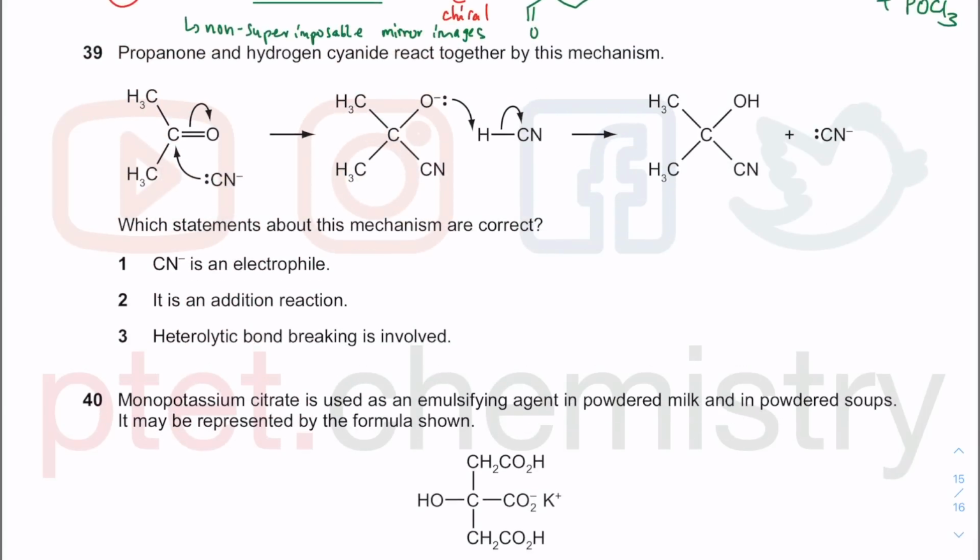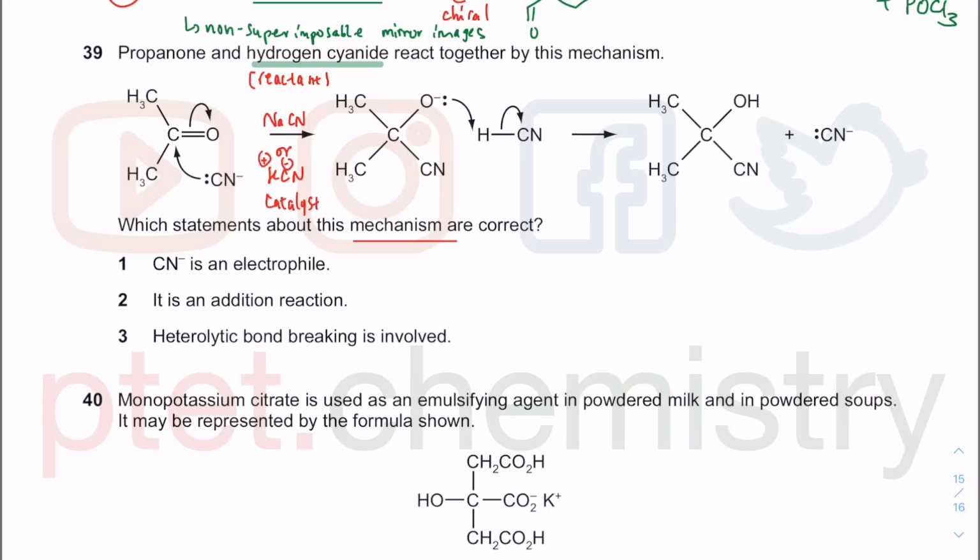Question 39 is about this mechanism. This is between an aldehyde or a ketone with nitriles, with HCN actually, that is your reactant. But of course, that is not strong enough as a nucleophile. That is why you need a NaCN or KCN catalyst, because a catalyst is not used up in the reaction.